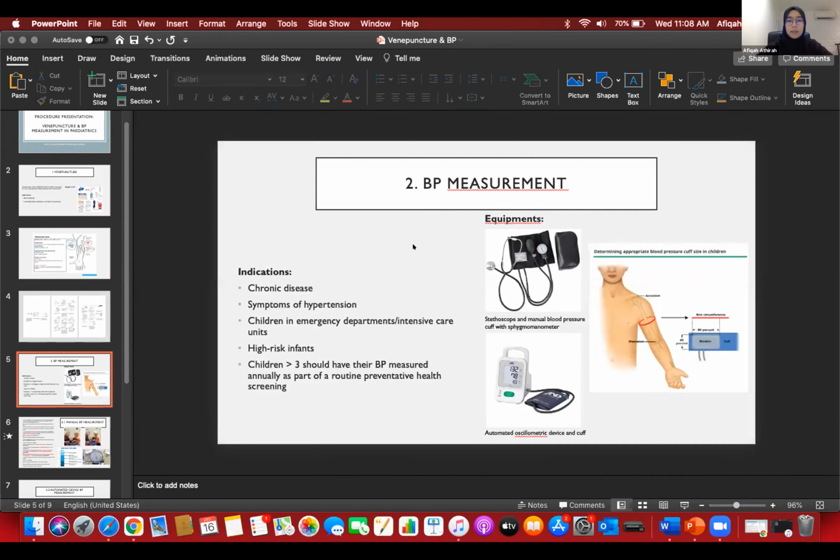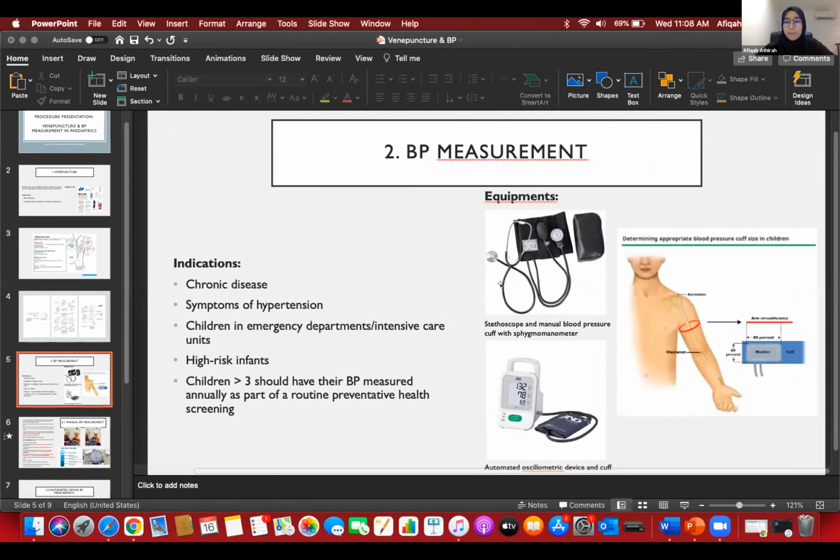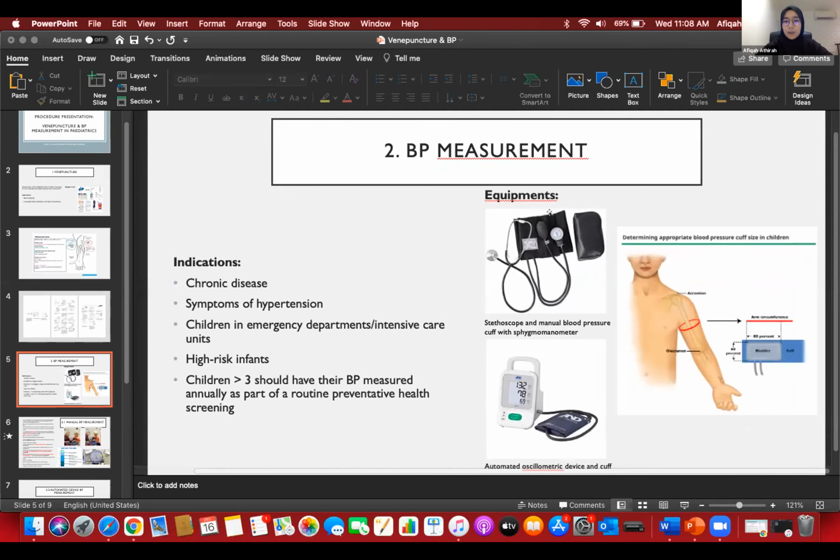For BP measurement, these are the indications where we need to do this procedure. As for the equipment, normally there are two types, which are a manual device and an automated device. For the manual device, we need to use a stethoscope as well, but not for the automated device.